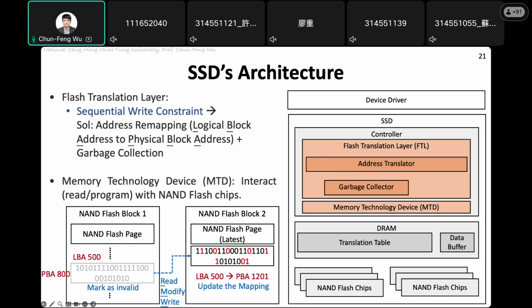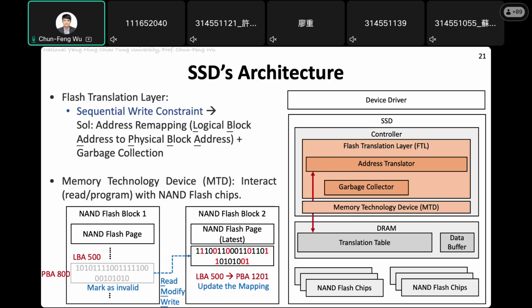This is very close to a read-modify-write, but it applies to all the live pages inside a block. You can tell that garbage collection is very time consuming, because you need to move all the live pages. It usually occupies a lot of the SSD's internal bandwidth for this kind of live page moving. Okay.